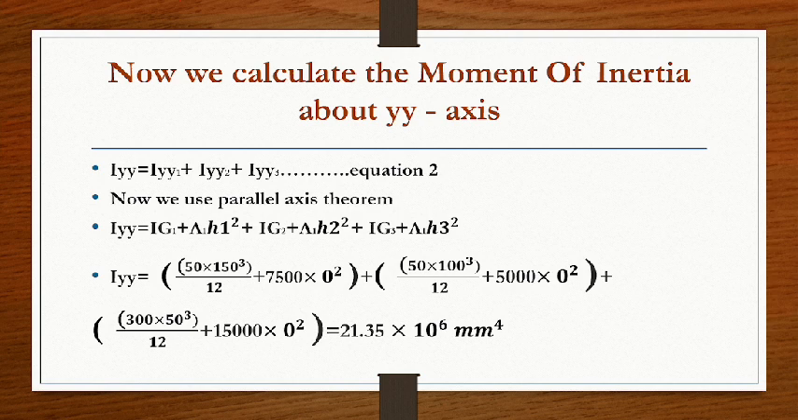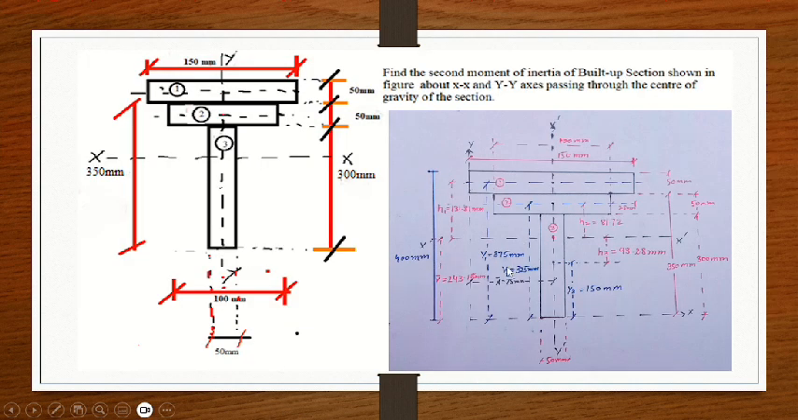Now we calculate the moment of inertia about the y-axis. Because the structure is symmetrical about the y-axis, that distance is 0. The centroidal axis to reference axis distance is 75 and the x1 distance is 75. The same, 75 minus 75 is equal to 0, so the distance is 0.